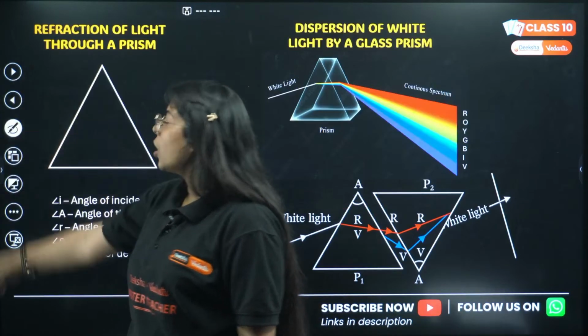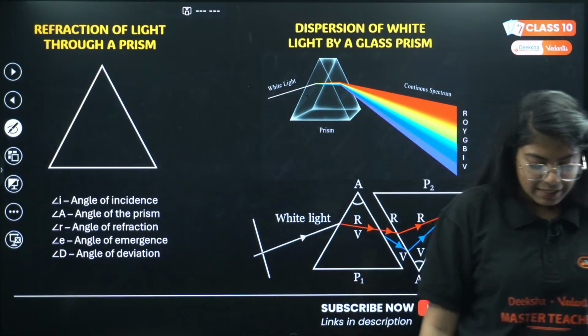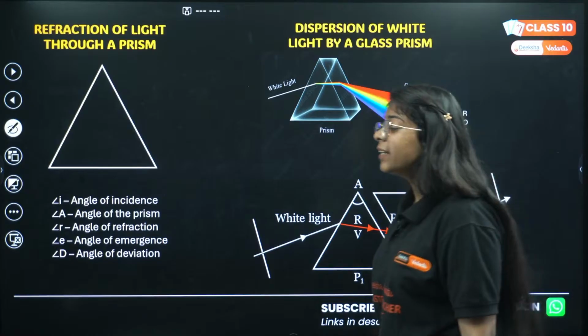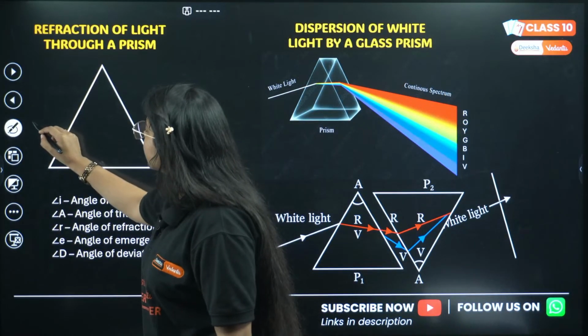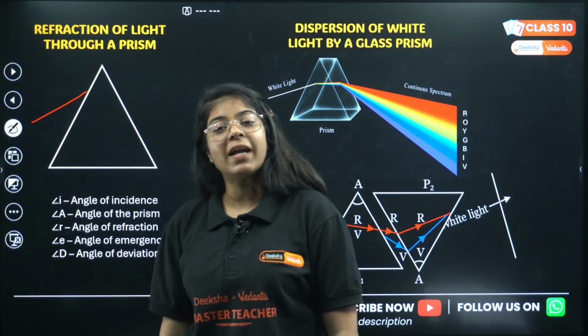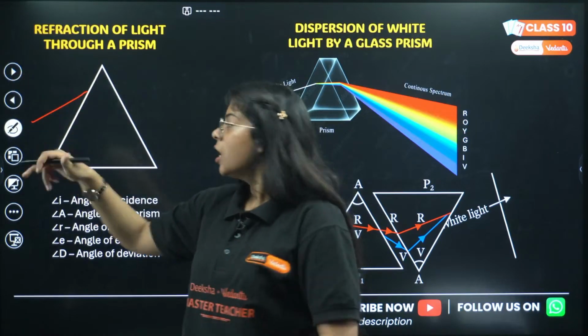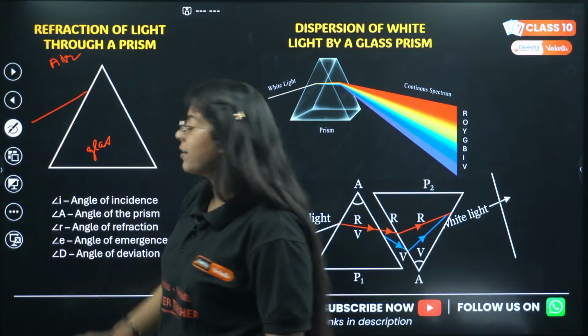Okay, moving on, we have some few chotu topics left. The first one is refraction of light through a prism. So what is happening? This is my glass prism. So what happens? We have studied about refraction in the chapter light, the bending of light when it travels from one medium to another. So this is air, and inside it is glass. So light will definitely bend.